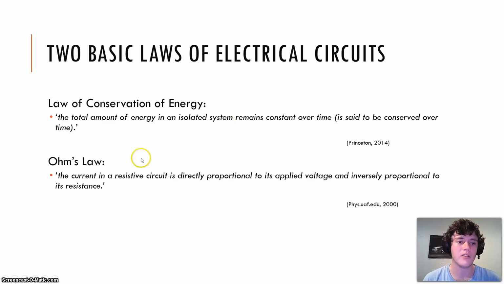The second law is Ohm's law. The current in a resistive circuit is directly proportional to its applied voltage and inversely proportional to the resistance, so V equals IR.